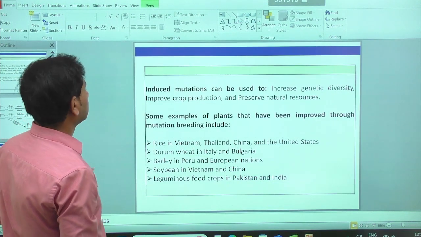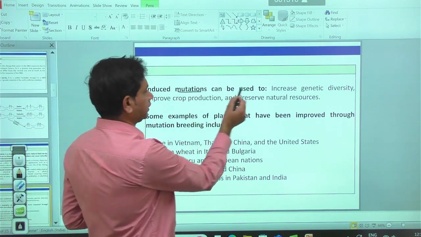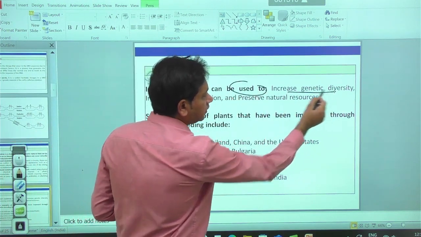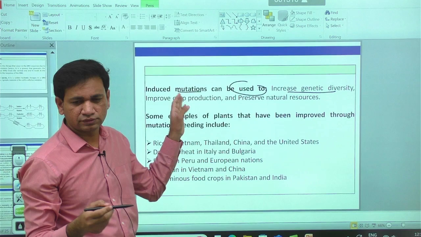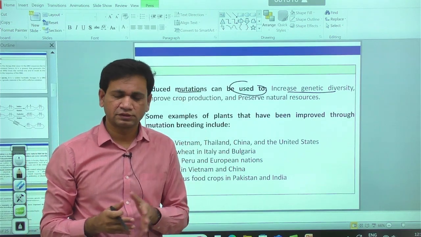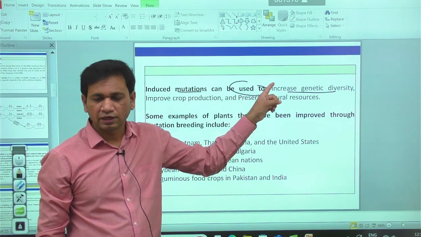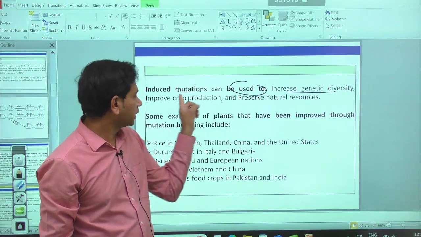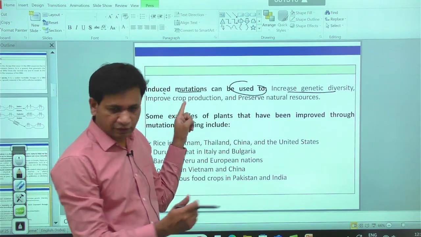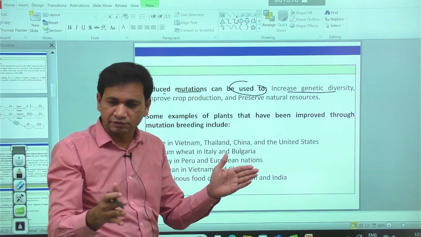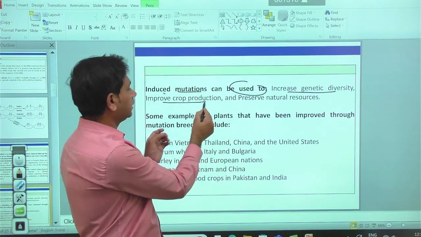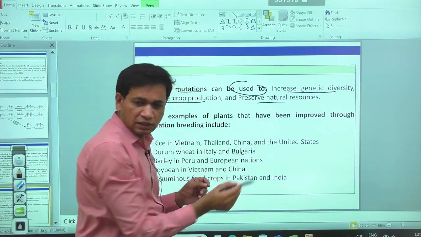So, for example, induced mutation is used for increasing genetic diversity. We have used radiation, as we discussed in mutation breeding, right? Based on chemical and radiation, we have radiation and another is chemical, according to such kinds of mutagens. We have increased the genetic diversity, then improved crop production and preserved natural resources.